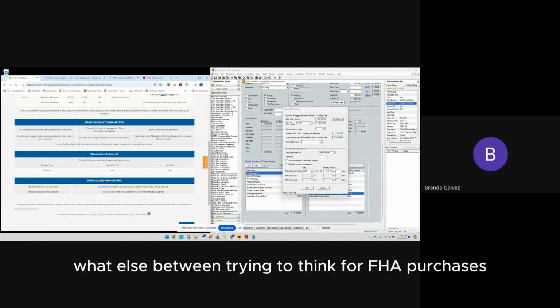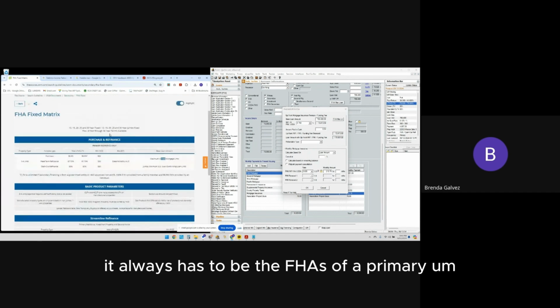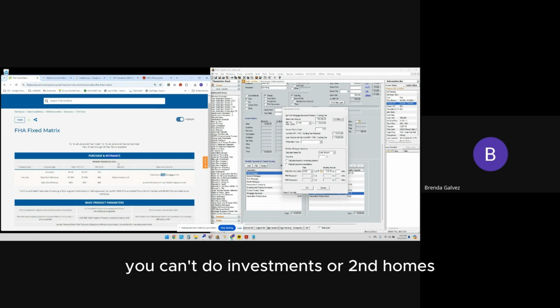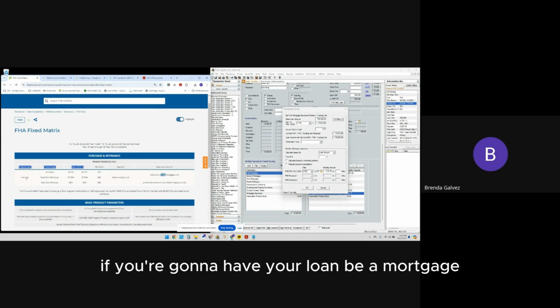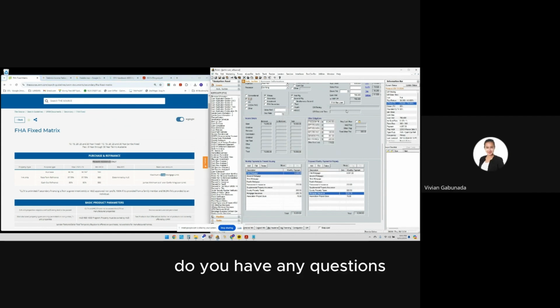What else? Trying to think. For FHA purchases, the FHA is primary only. You can't do, even on refinances, investments or second homes. If you're going to have your loan be an FHA mortgage, you have to do it as your primary home. Do you have any questions?